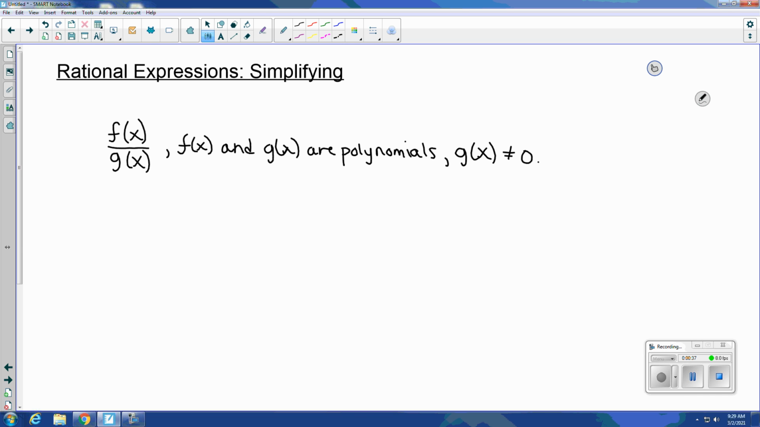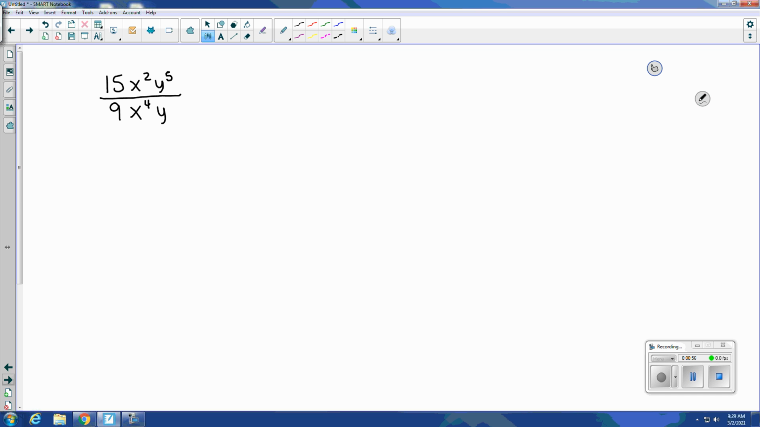defined expression. So this is an example of an expression, but I could make this a function. We could call this h of x, in which case this would be a rational function. But we're just going to focus on expressions in this video and how to simplify them. So when it comes to simplification, we'll jump over to an example. This is a rational expression.